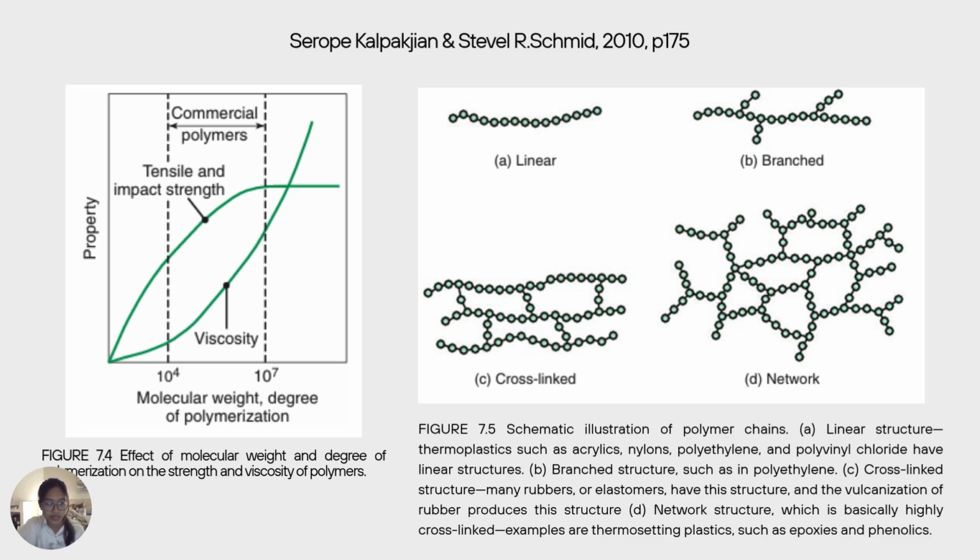The one on the left is a cross-linked structure. Many rubbers or elastomers have this structure. And lastly, on the right, D, the network structure is basically highly cross-linked. Examples are thermosetting plastics such as epoxies and phenolics.